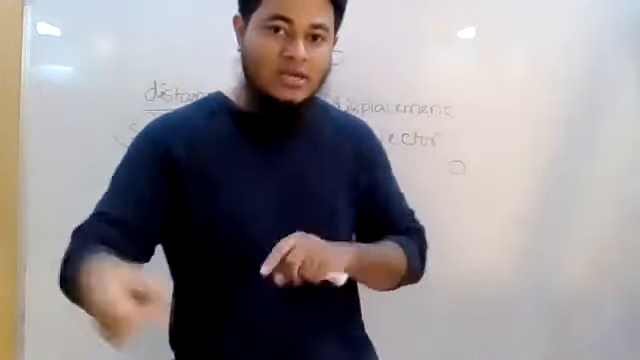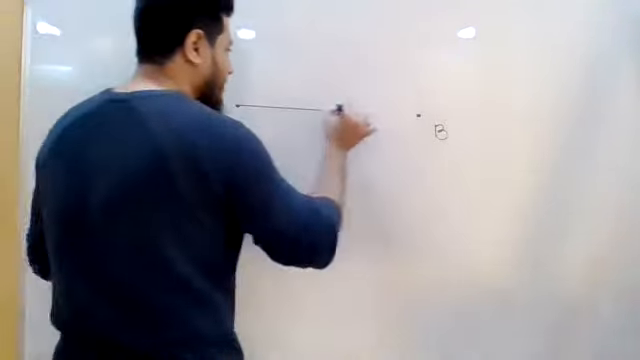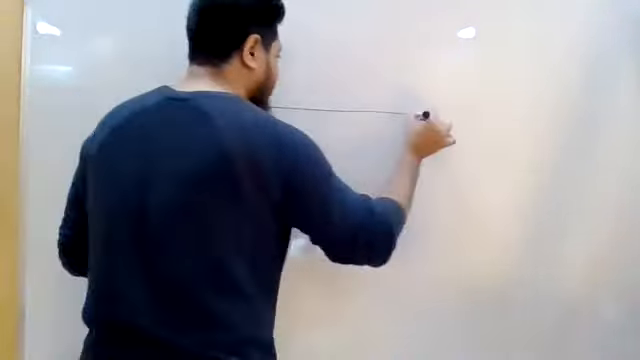Now let us try to define them. Before I write the definition, I would like to explain it through a diagram. Let us say this is a point A, and this is a point B. Now, a person can travel from A to B in so many ways. He can go directly from A to B in the direct path. That direct path is also called the perpendicular path.